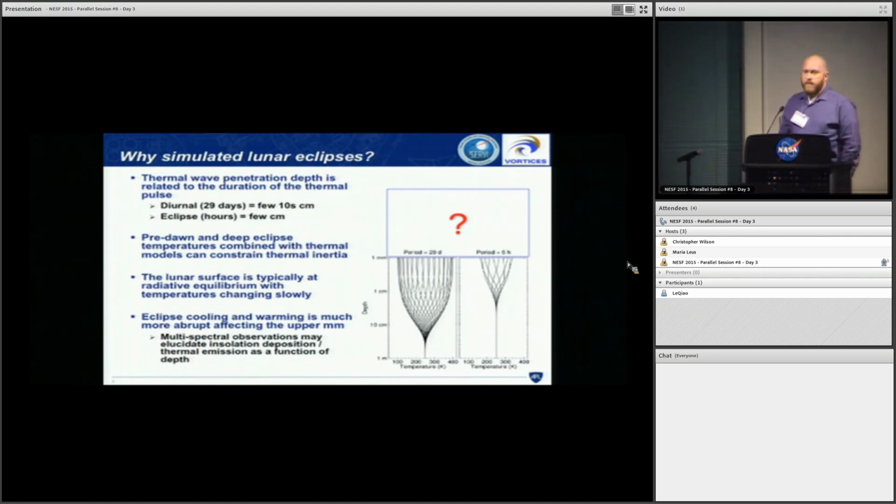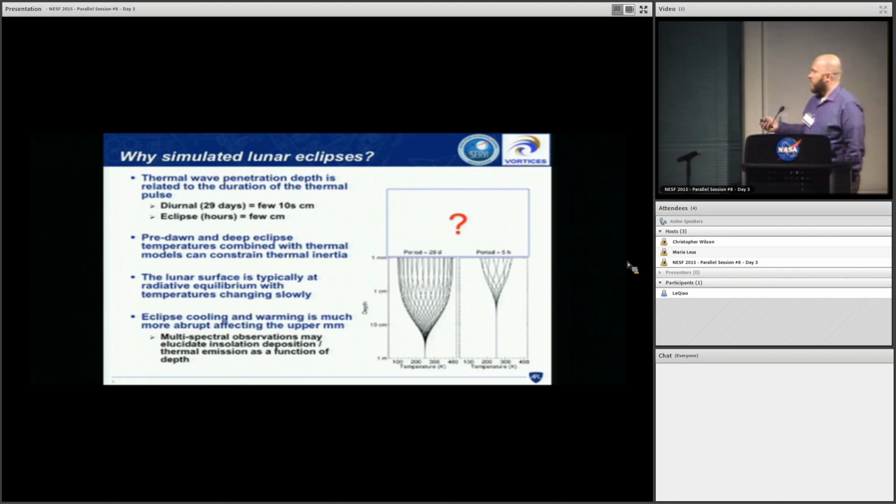And then why simulate lunar eclipses? That's kind of a funny thing to be studying as well. Well, we know through a lot of work that's been done, especially with the eclipses presented by Paul Hayne the past couple of years, that the thermal wave penetration depth is related to the duration of the thermal pulse. For the diurnal pulse, you get a penetration depth of a few tens of centimeters. For the eclipse, being much shorter, it's variable depending on the length of the eclipse, but it's generally a few centimeters. The pre-dawn diurnal temperatures and the deep eclipse temperatures can be combined with thermal models to give you really tight constraints on the thermal inertia of this bulk depth that you're sensing.